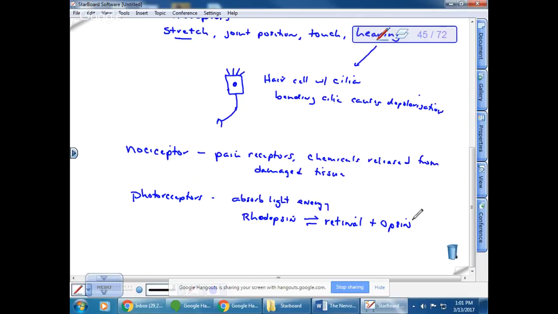Now, some organisms can also detect electricity. So we can have electromagnetic receptors. So, for example, sharks can sense the electrical activity of their prey. So can platypus. They actually hunt by sensing the electrical activity of small fish and crustaceans and vertebrates.